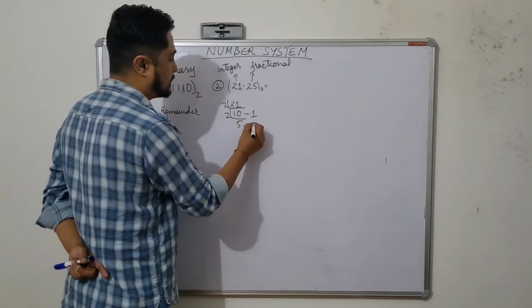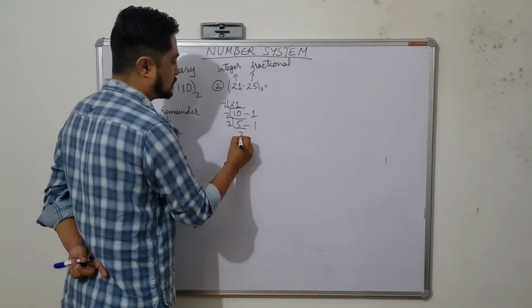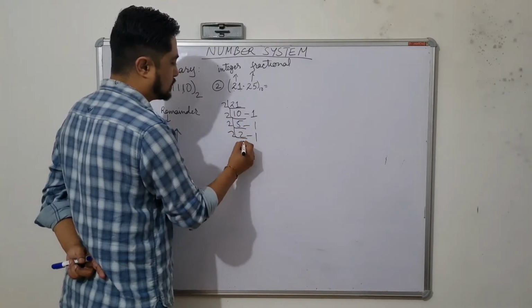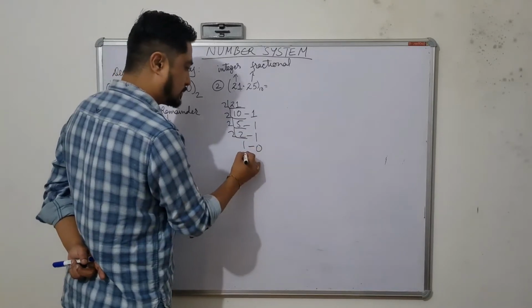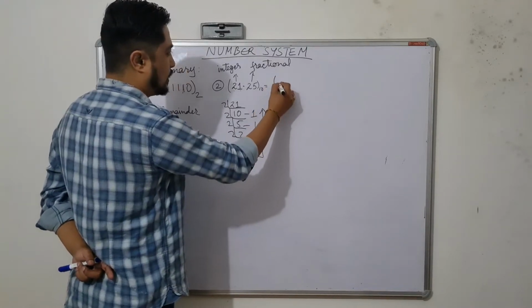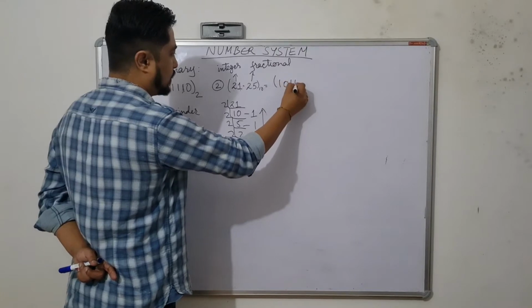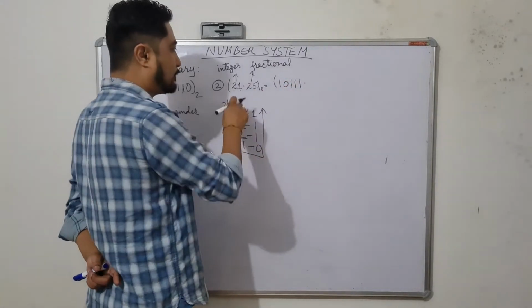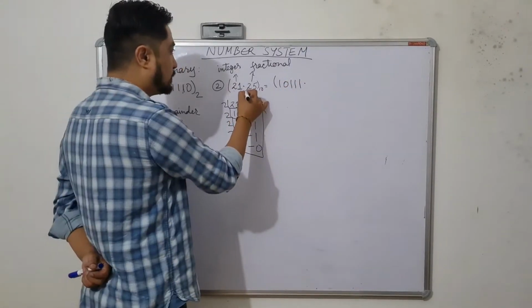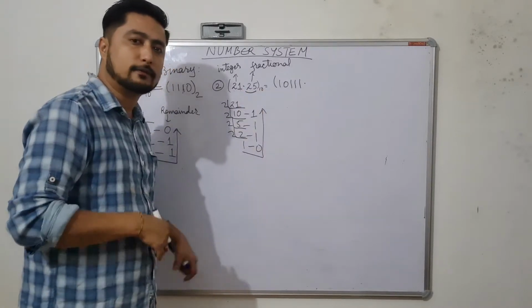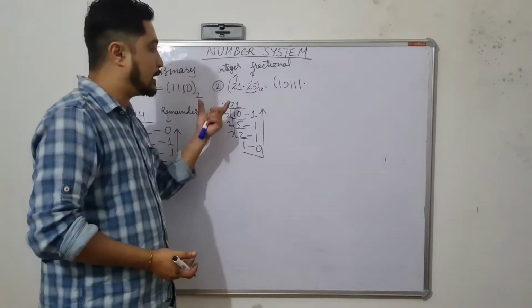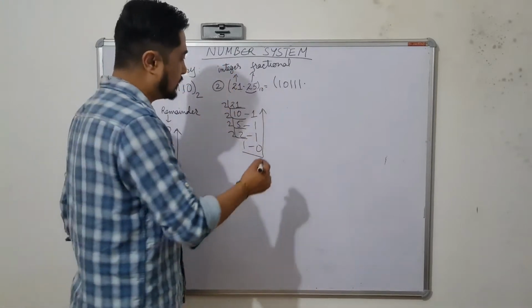2 5s are 10, remainder is 1. 2 2s are 4, remainder is 1. 2 1s are 2 and the remainder is 0. Now take from bottom to top, so it will be 1 0 1 0 1 and the point. After this, for the fractional part we have to multiply. Here we are dividing, and for the fractional part we have to multiply.